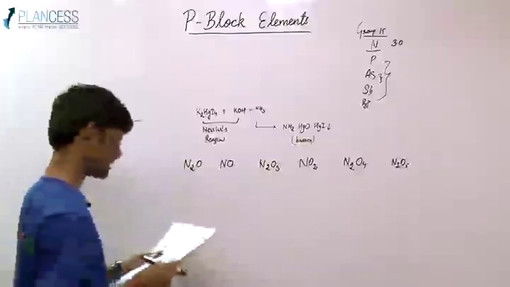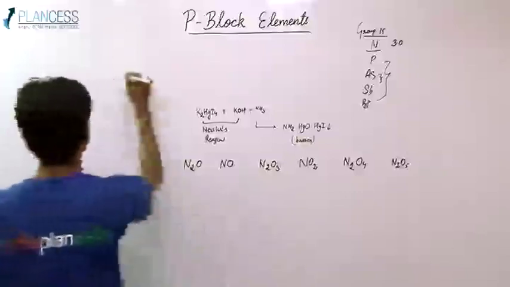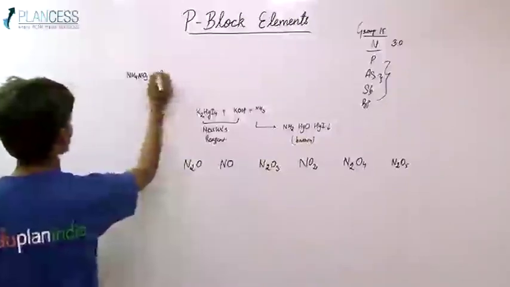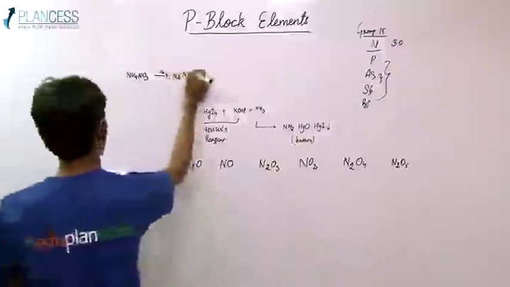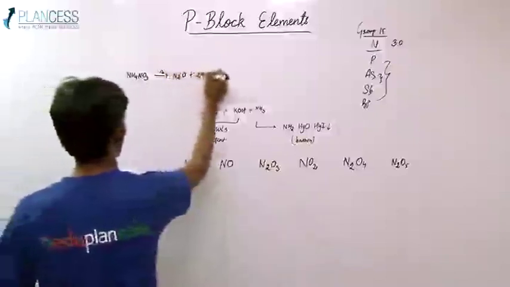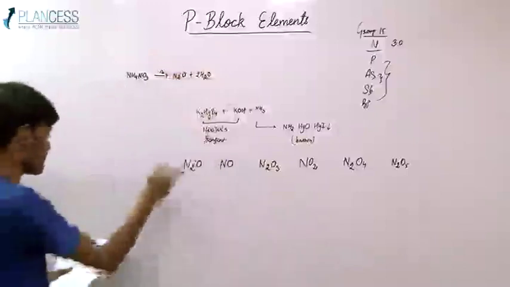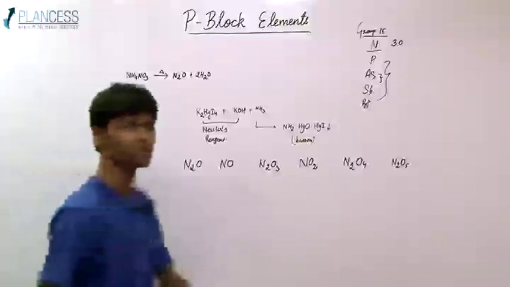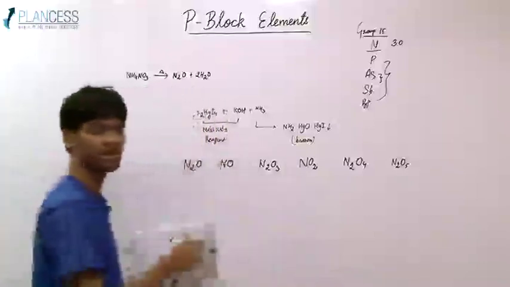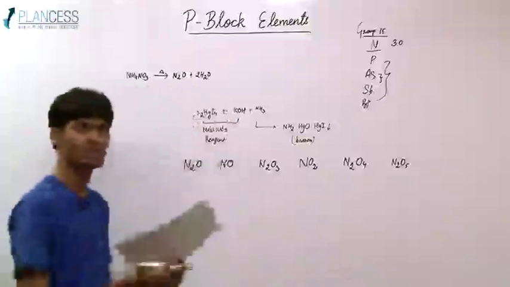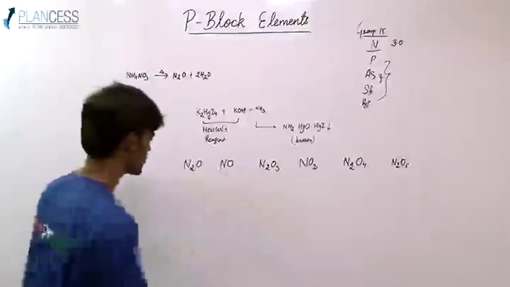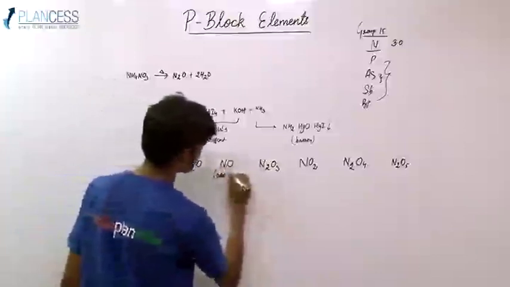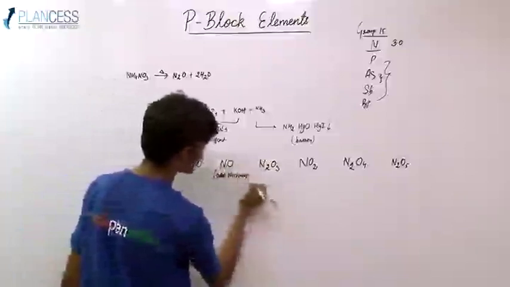N2O is obtained generally by heating NH4NO3. That is, NH4NO3 on heating gives N2O plus 2 moles of H2O, that is water. So it is a preparation step for N2O. As far as the NO is concerned, when you react concentrated HNO3 with copper, NO gas is produced. It is an odd electron species because the number of electrons in this would be 7 plus 8, that is 15.